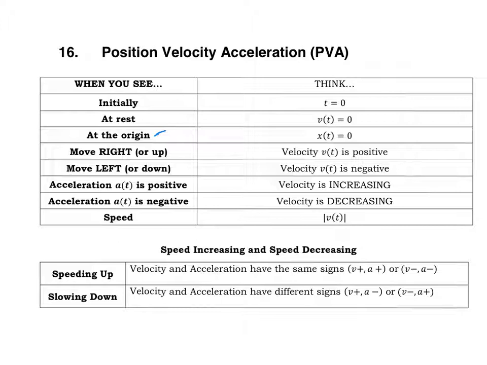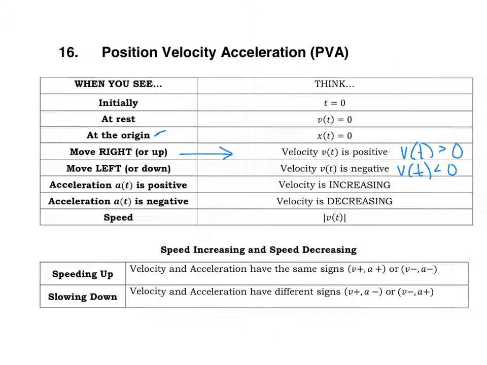Okay, so if velocity is positive, then you're moving right. So if you see the words move right or move up, you should think about how velocity is positive, or greater than 0. If your velocity is negative, that means you're moving left. So if you see moving left or moving down, that means your velocity is less than 0, it's negative.